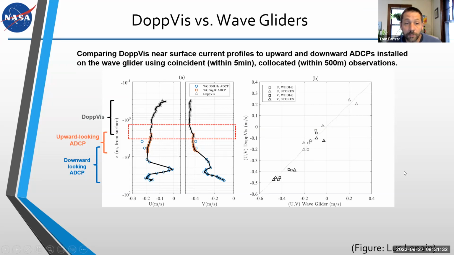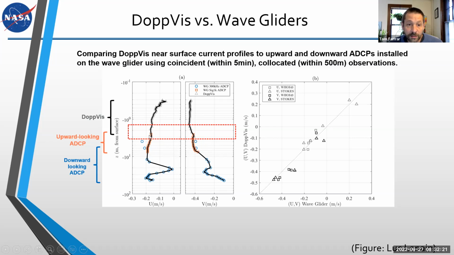So this is a comparison that Luc Lenane and his team have done between the wave gliders, which had an upward-looking ADCP and a downward-looking ADCP, and .viz. I mentioned that .viz can make these estimates of the vertical shear by looking at different horizontal wavelengths. And this is one comparison between the .viz estimate, which is kind of covering the upper meter, and the upward-looking ADCP, which stops around 1 meter and goes from something like 8 meters to the surface.